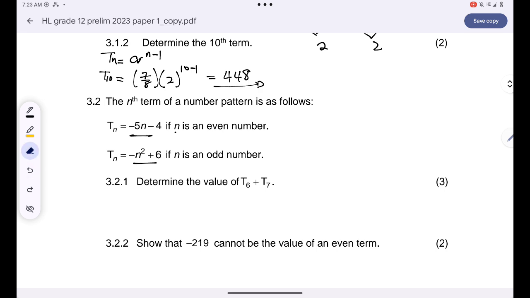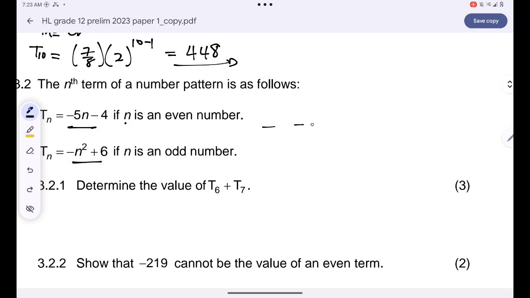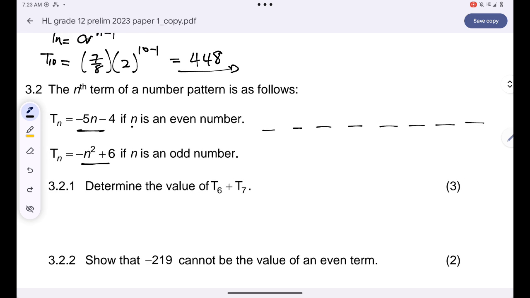If I have a sequence like this, let me just try and maybe write the 5, 6, 7, 8. Okay, we were told that, guys, if n is an odd number, that means the general term is equal to this. And this is a general term for a quadratic number pattern, such that T1 will be a quadratic number pattern, T3, T5, T6, etc. Are you together?